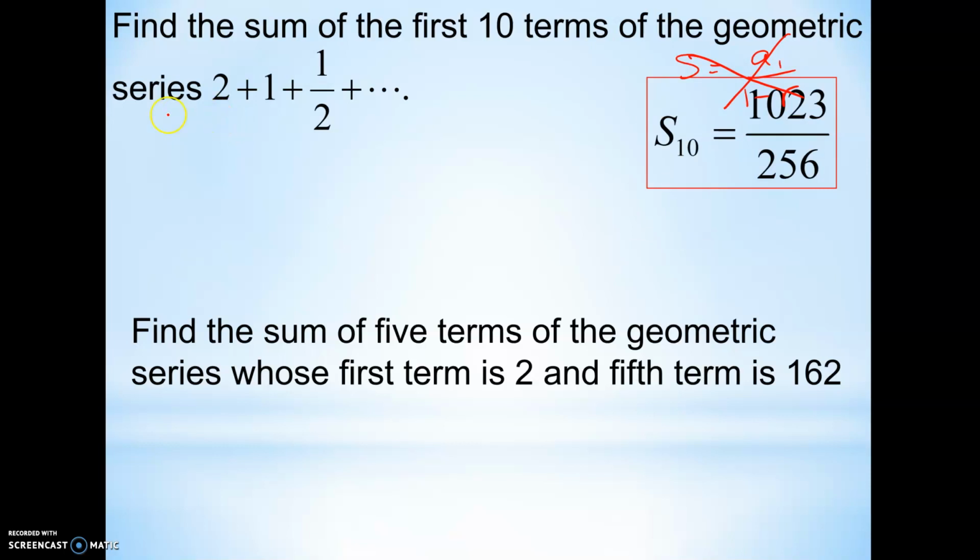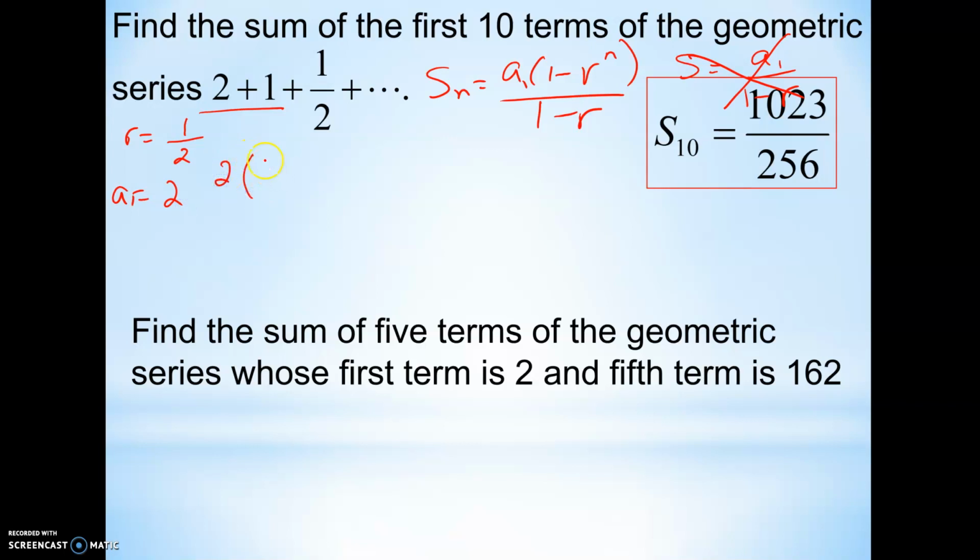They tell you it's geometric, so I have to find my common ratio. I could take these two terms, 1 divided by 2. Bam, there, r is 1/2. Okay, and my formula is a sub 1 times 1 minus r to the n over 1 minus r. I have my a sub 1 is 2. So now all I've got to do is plug in. So I have 2 times 1 minus 1/2 raised to the 10th power.